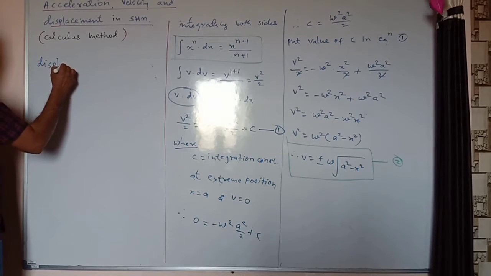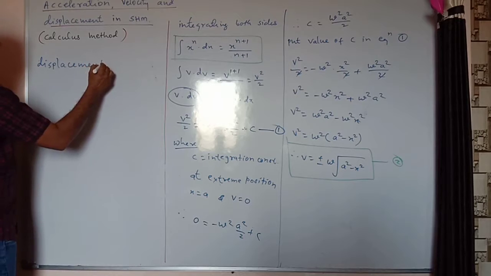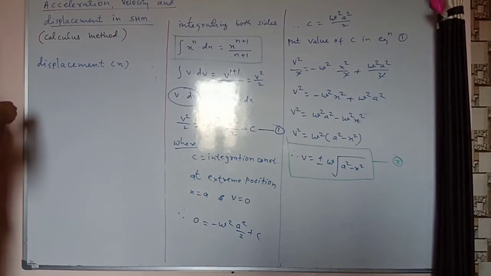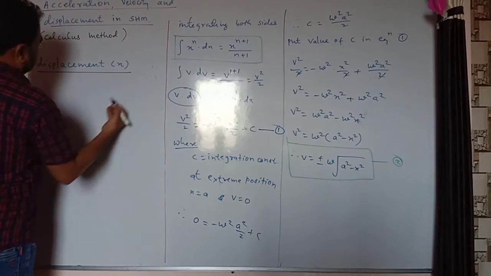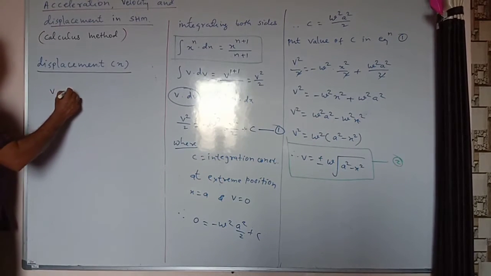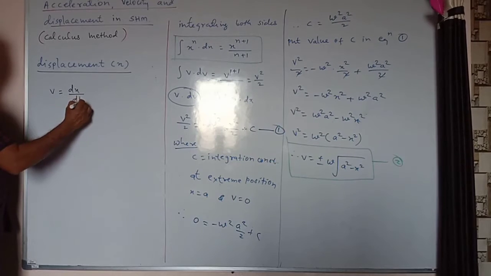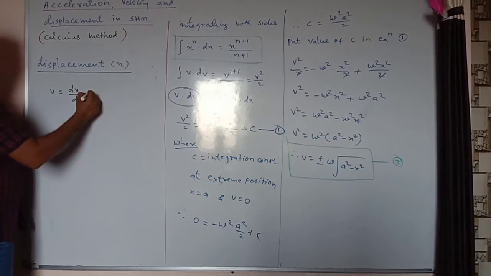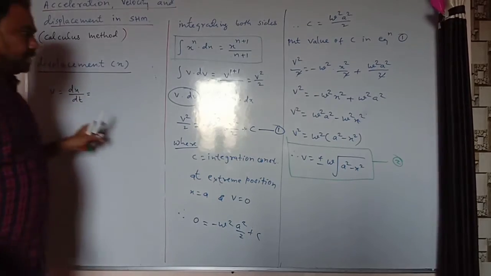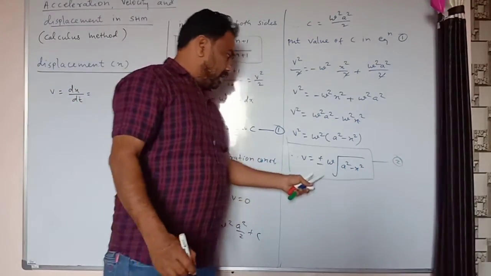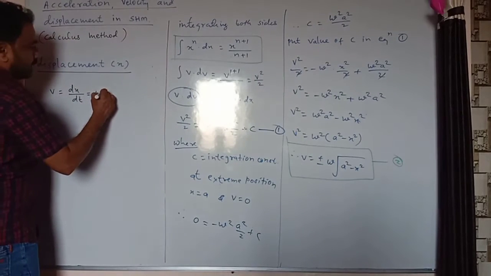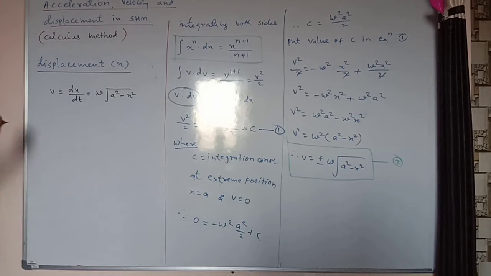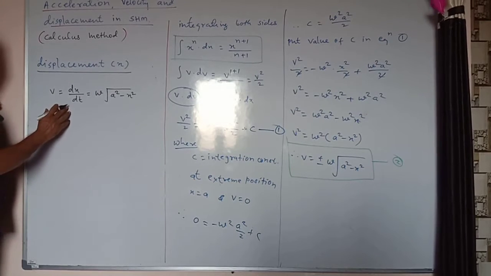So displacement, that is x. We know the definition of velocity: v is equal to dx by dt, that is, the derivative of displacement is called velocity. And the equation for velocity which we have calculated here is plus minus omega under root a square minus x square. Okay, so let us start to solve this.